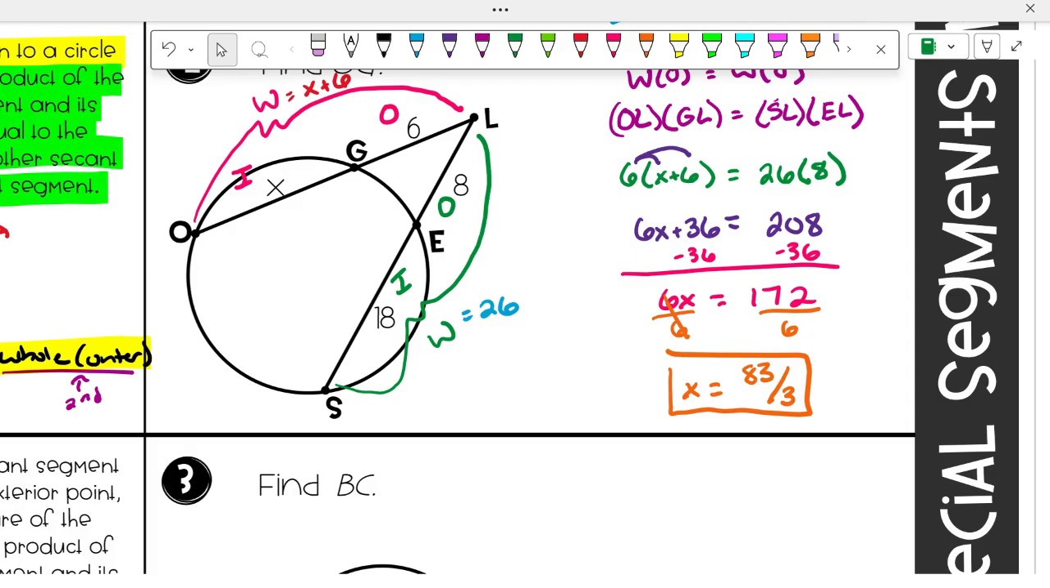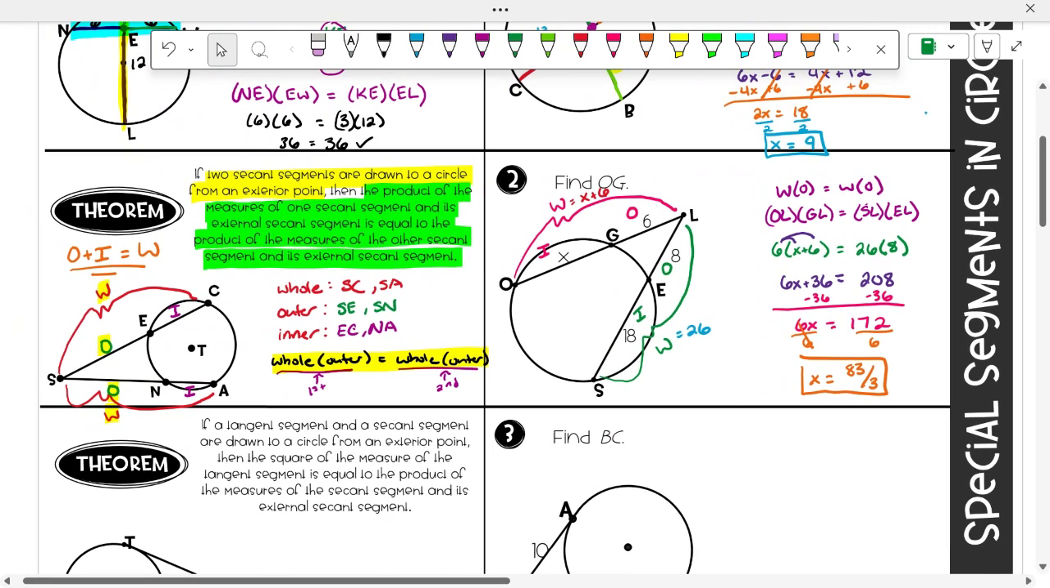Now, if this was a question of what's the length of OL, you would take 83 over 3 and add 6 to it to get the whole. But they didn't ask us for that, so we can stop there. I'm telling you this because you may see a question like that on your test on Tuesday. Any questions on secant secant?